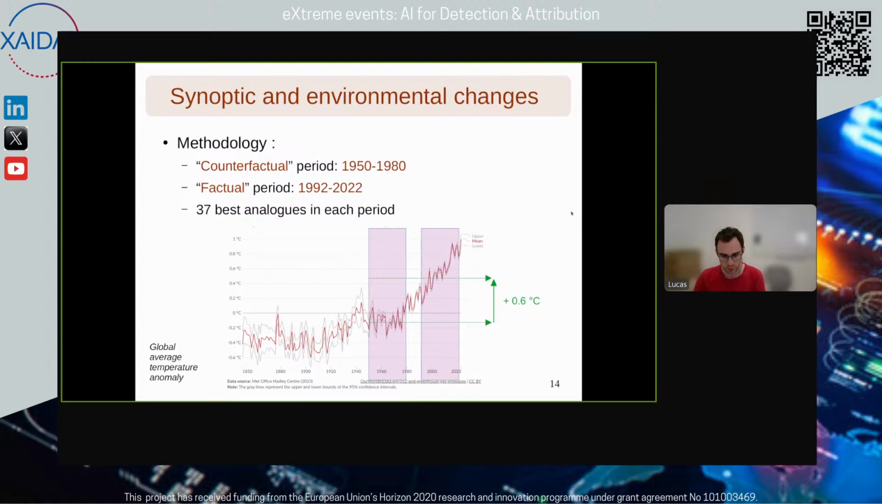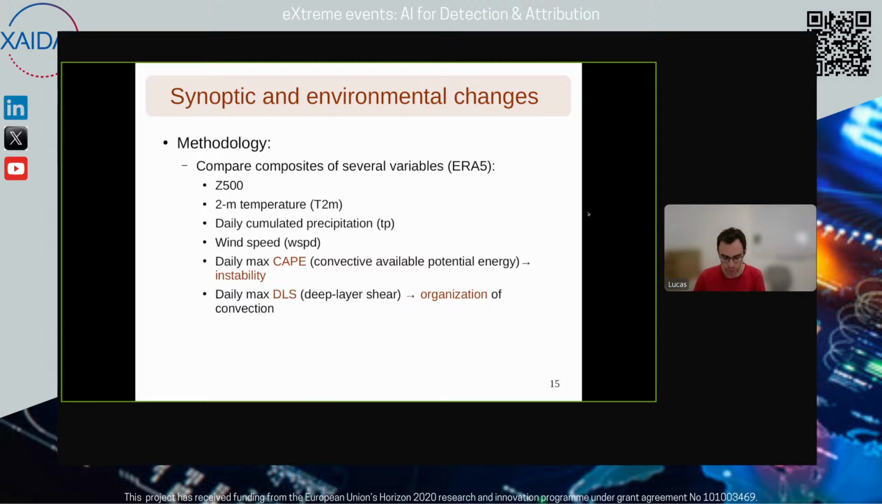Then we split the historical period into 2 periods. So there is a more distant period in the past between 1950 and 1980 that serves as a counterfactual period where global warming was lower than today, and a more recent period between 1992 and 2022 that serves as a factual period. And we take the 37 best analogs in each period. Then we compare composites of several variables, all from ERA5, associated to these analogs in the 2 periods.